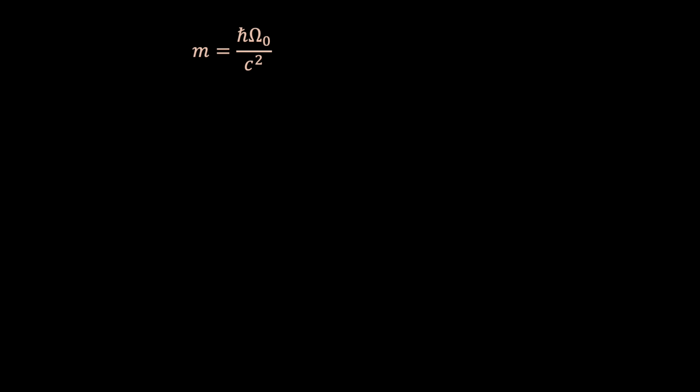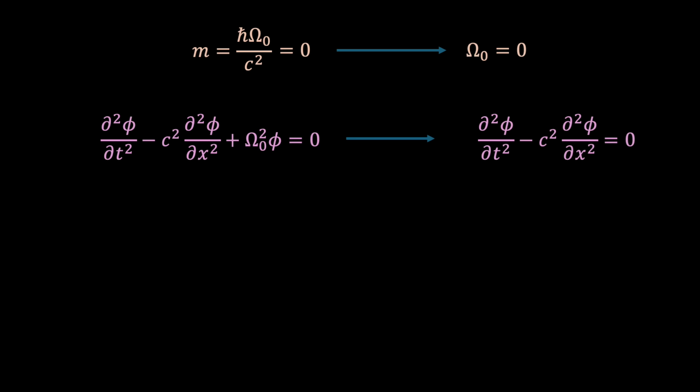And we can take this idea even further and consider how to describe massless particles within this framework. If we take the equation we've just derived for the mass of a particle in terms of the minimum oscillation frequency and set this equal to 0, then we see that this implies that omega naught must be 0, meaning that the waves corresponding to massless particles do not have a minimum frequency and are therefore described by the unmodified field equation.